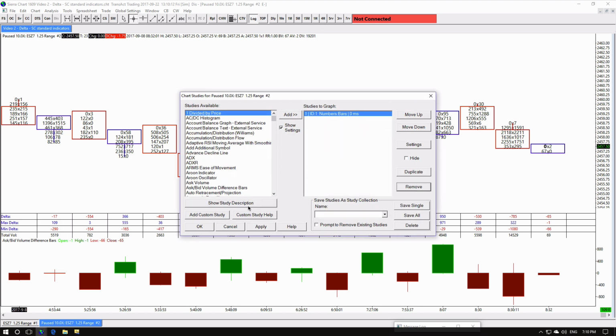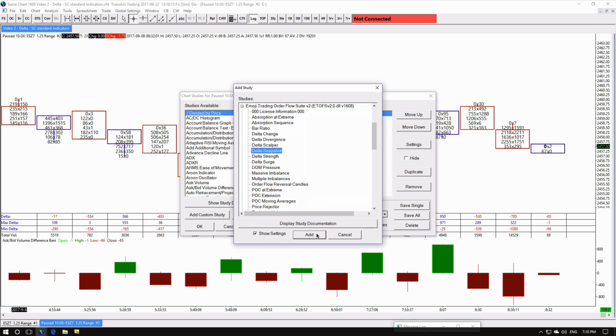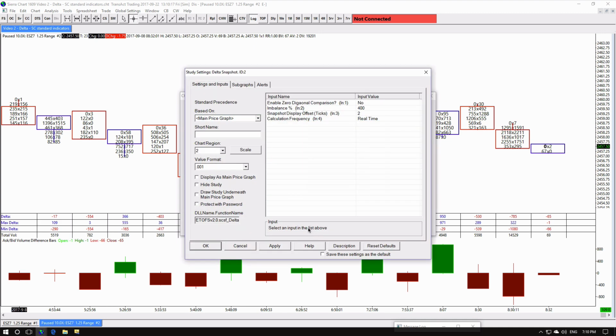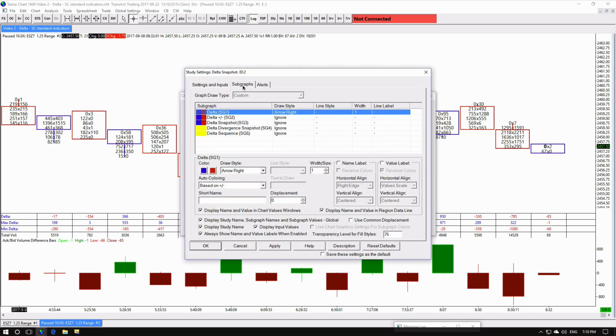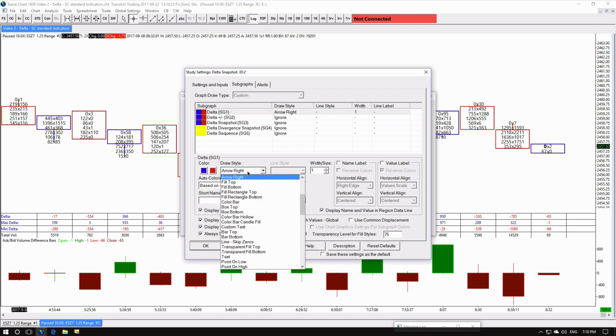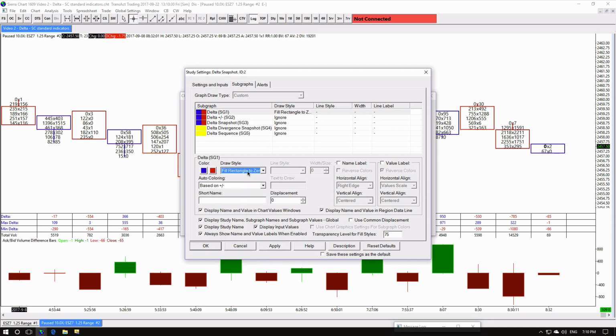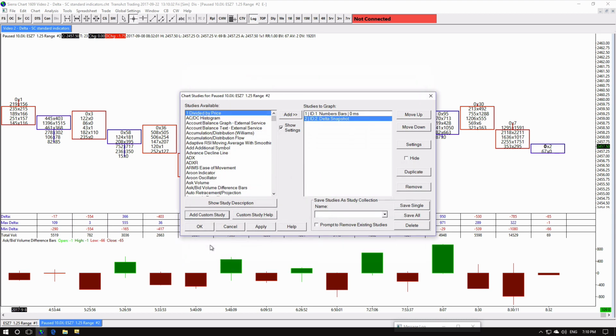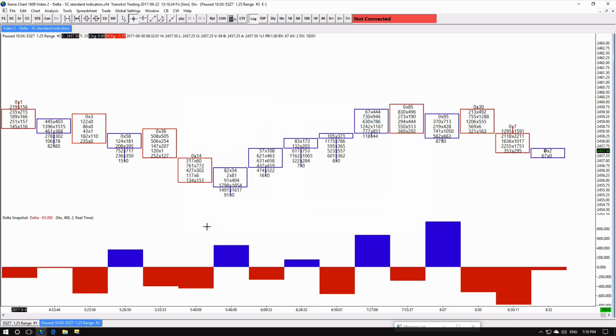We can use this in several different ways. First, let's apply the indicator to a new chart region, and we'll set the draw style for delta to be fill rectangle to zero with auto coloring based upon positive and negative values. What I've now got is a simple histogram below the main price chart that allows me to quickly see whether delta is positive or negative. I can also easily see the relative level of delta between bars. We'll come back to that in a minute.